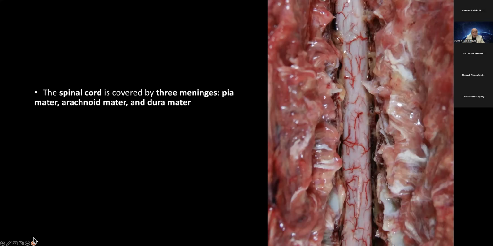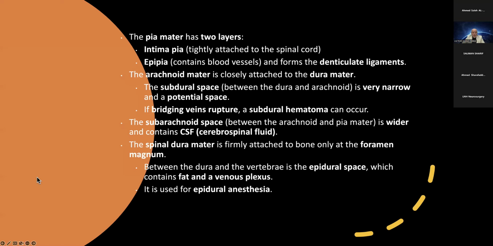The spinal cord is covered by 3 meninges. Pia mater is the inner meninge, then arachnoid mater and dura mater. Here we have a picture of the dura mater inside the vertebral channel. So here we have the dura mater of the spinal cord. The pia mater has 2 layers: intima pia, tightly attached to the spinal cord, and epipia, which contains blood vessels and forms the denticulate ligaments.